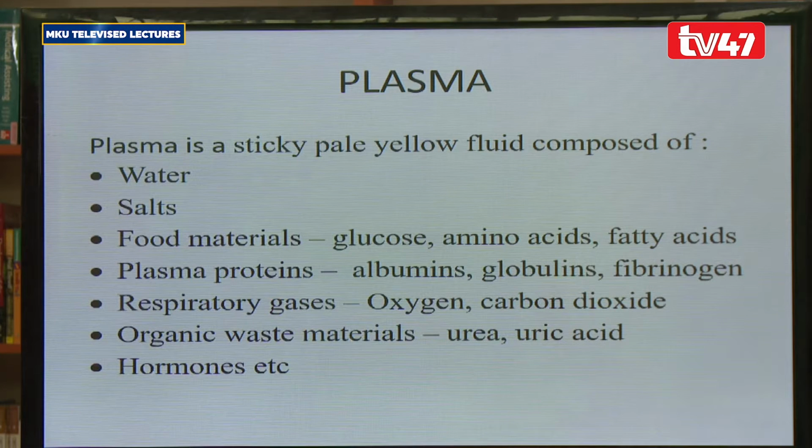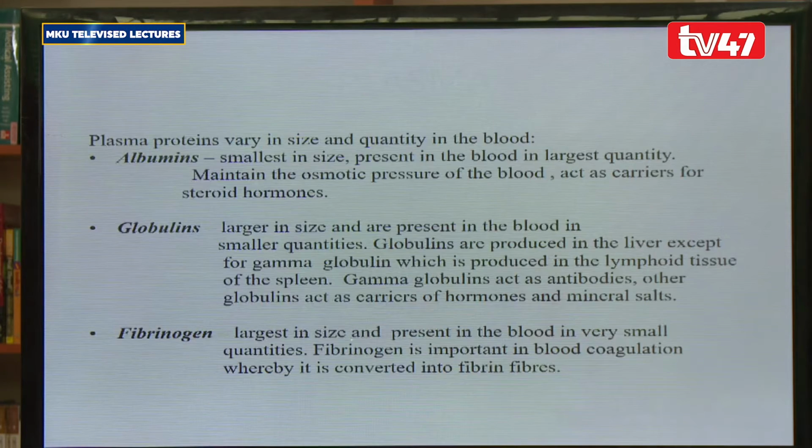We also expect to find in the blood the respiratory gases, specifically oxygen and carbon dioxide. We also expect to find organic waste materials, where the main waste material is urea, a waste material from the metabolic breakdown of proteins. We also expect to find hormones in the blood and many other things such as vitamins and antibodies, and so on. Basically, the plasma has a pH of about 7.5 in most places.